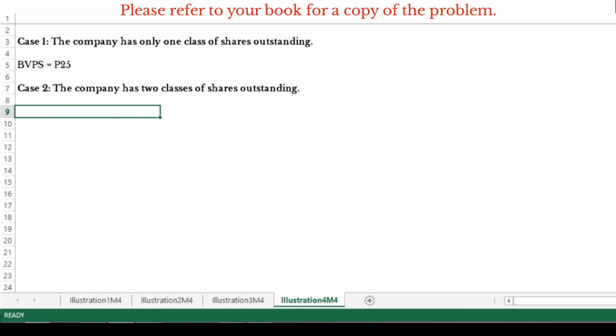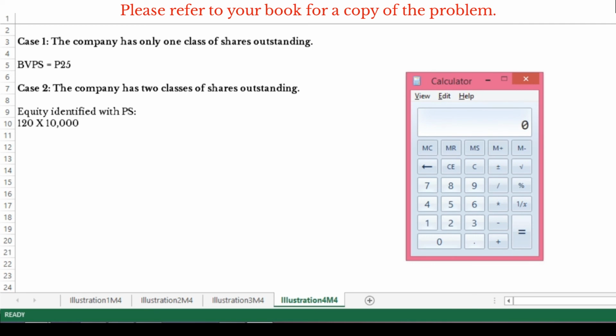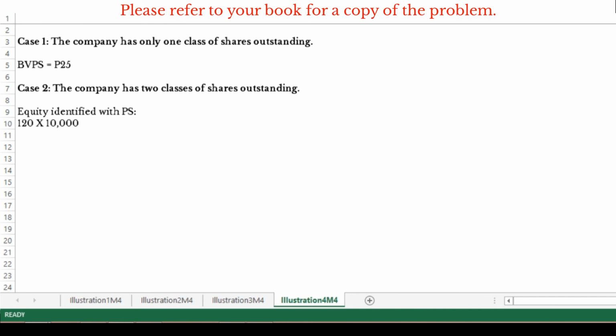Okay, for the next assumption, di ba, we have two classes of shares outstanding, may preference at ordinary na. So, una, alamin natin yung equity identified with preference shares or PS. So, that would be computed as the liquidation value multiplied by the number of shares, di ba? So, we have 120 per share daw na liquidation value. Multiply lang natin sa 10,000 shares outstanding. So, magkano yon? That would be 120 times 10,000. So that is 1.2 million.